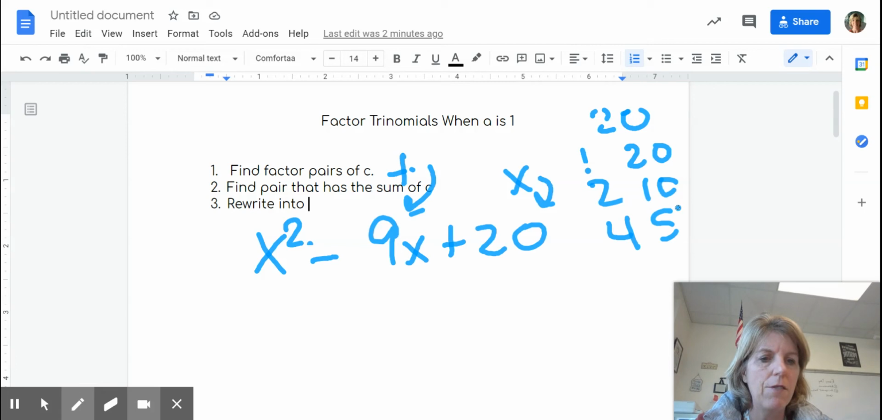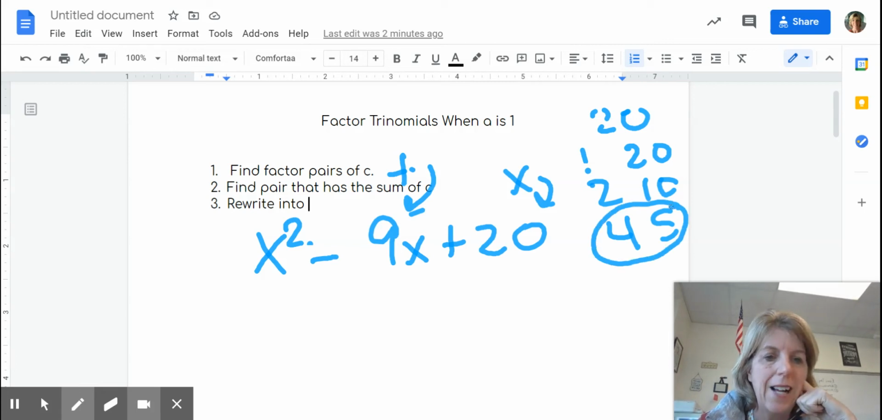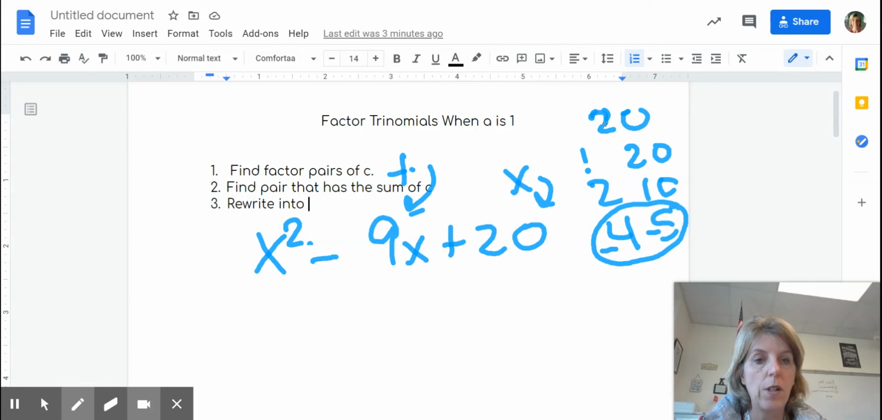Well, the 4 and 5, 4 plus 5 is 9. But 4 plus 5 is not negative 9. So what do I need to do, do you think? Make them both negatives. Now double check. Is it true that if I multiply negative 4 times negative 5, I get positive 20? Does that work? And it does, right? Because a negative times a negative is a positive. And then if I add them, negative 4 plus negative 5 is negative 9.